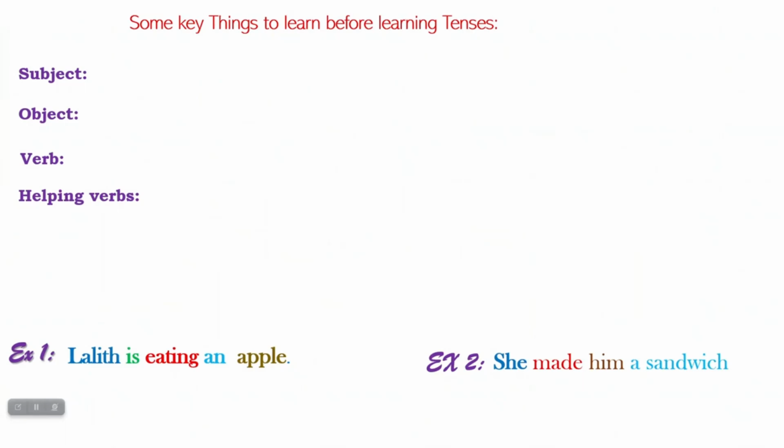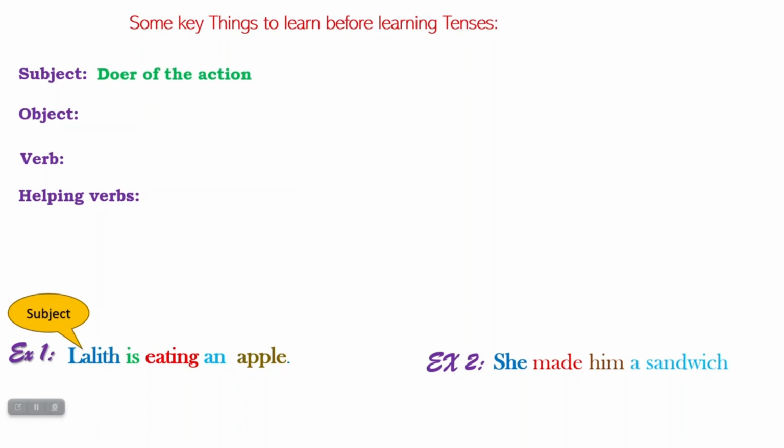Let's learn some basic things required to understand tenses easily. First, learn about the subject. Subject is the person or thing that is doing an action. Directly, we can say that it is the doer of the action. Let's take an example here. Lalit is eating an apple. Who is doing the action here? Lalit. So, who is the subject here? Lalit. Mostly, the subject comes before the verb.